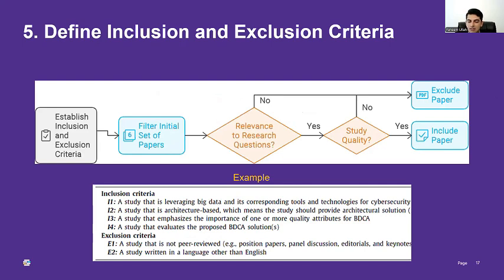For example, this is an example of one of my literature reviews where I defined criteria. I mentioned that any paper that is not in English, or any paper that is not peer reviewed, I will not include. That way you reduce the number of papers and make sure that only the most relevant papers go into your literature review.